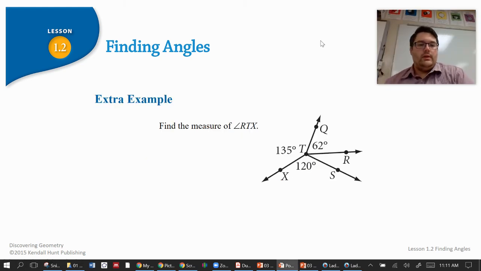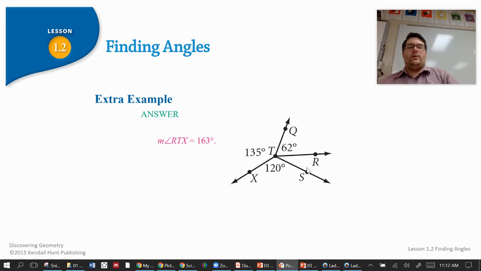Okay, one more example here, I think. Find the measure of angle RTX. So there's R, T is the vertex, and X. Okay, so hopefully you realized you weren't finding this little angle here. That would be RTS. If you found that angle, you still had to add the 120 to it. And so we get 136 for the whole thing. And the way you're able to figure this out is we need to know that that whole way around has to be 360 degrees. So if I were to take 360 degrees minus 135 minus 62, 163 is what's left there.